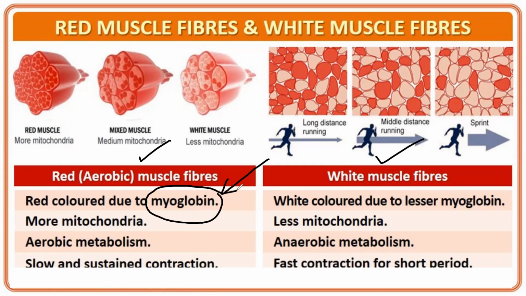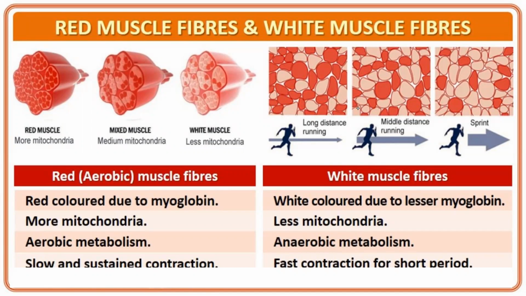Now let's learn the difference between aerobic muscle and anaerobic muscle, that is, red muscle fiber and white muscle fiber. Red muscle fiber is red in color due to a greater amount of myoglobin. White muscle fiber is white in color due to a lesser amount of myoglobin.